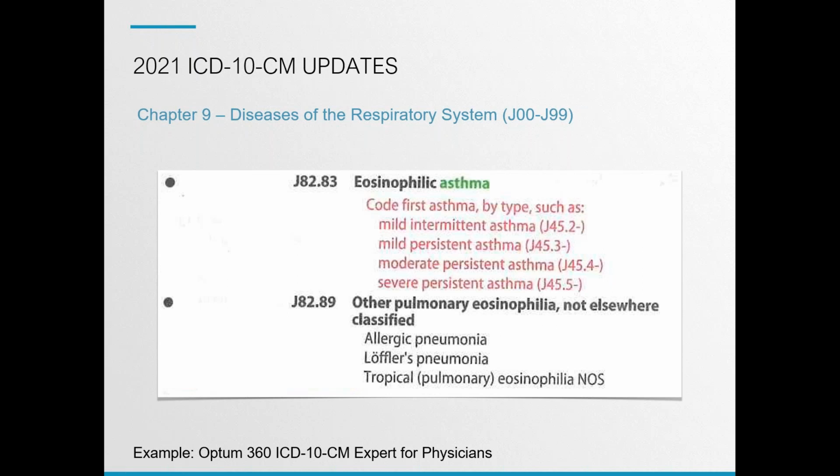So for example, J82.89, I could report that code whether it was for allergic pneumonia, Loeffler pneumonia, or tropical pulmonary eosinophilia, NOS, or not otherwise specified.